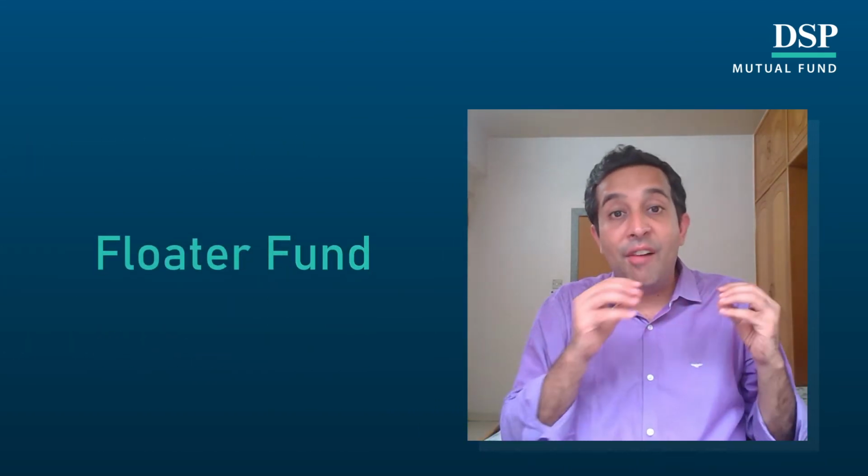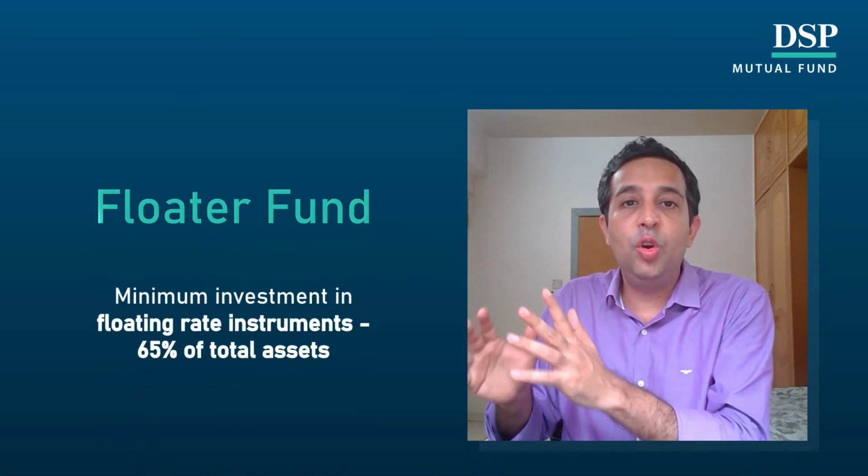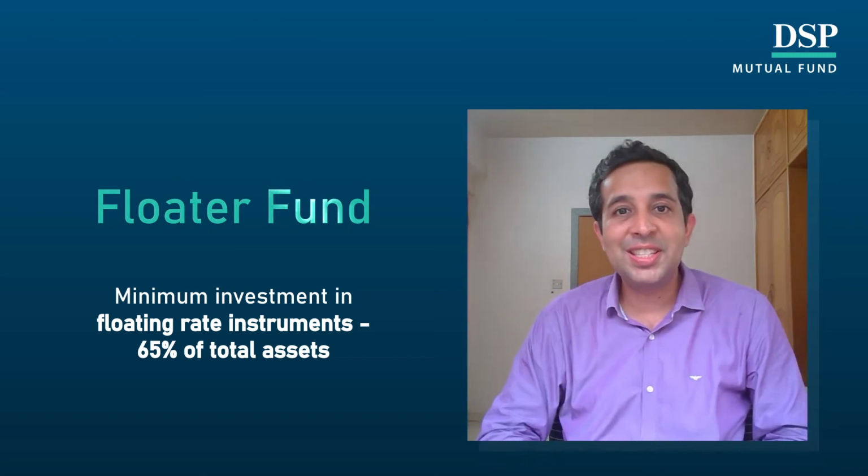Last but not the least, a floating rate category. In this, at least 65% of the portfolio should be in floating rate instruments. I hope you all understood the 16 various classifications of debt mutual funds. A small 1-minute quick recap for all of you. First, an overnight fund, no interest rate risk practically. A liquid fund, only tenures up to 90 days, very low interest rate risk.